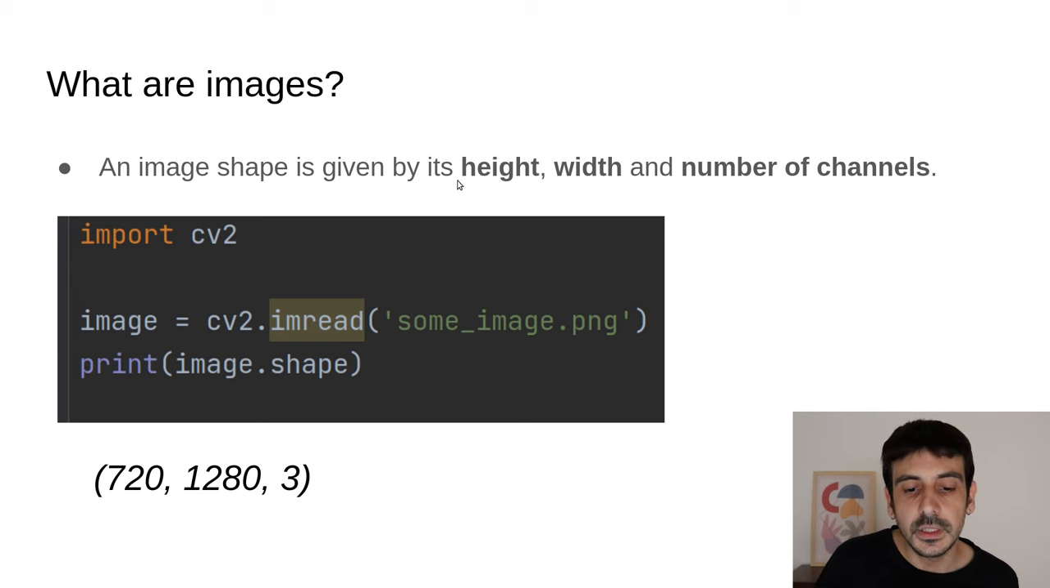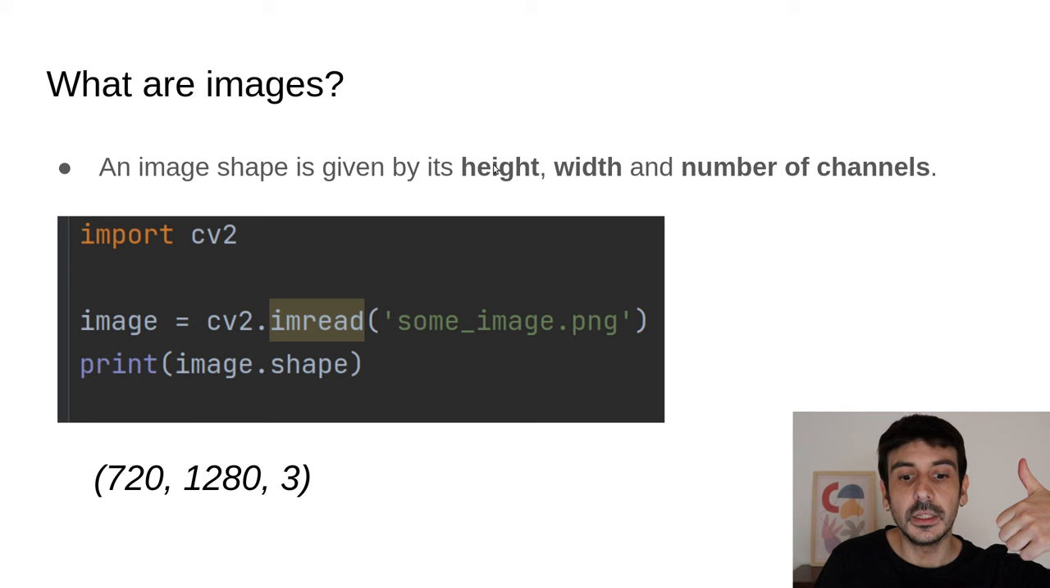And this is how we can make sense of this information, right? When we get something like this, the first element will be the height, the second element will be the width, and the third element will be the number of channels of that specific image, right? So we have height, width, and number of channels, right? Those are the dimensions of our image.